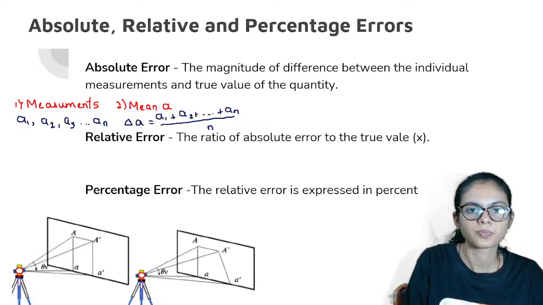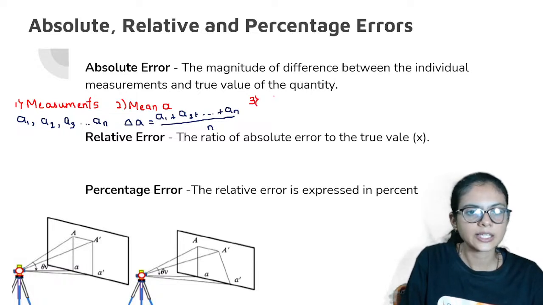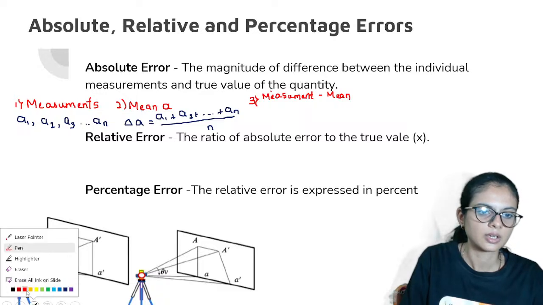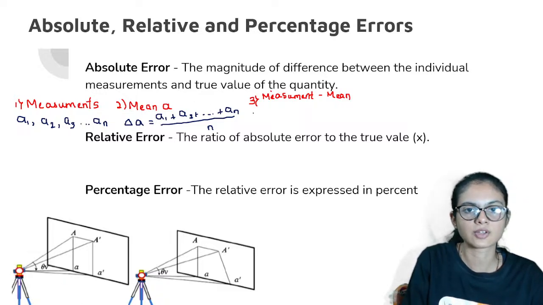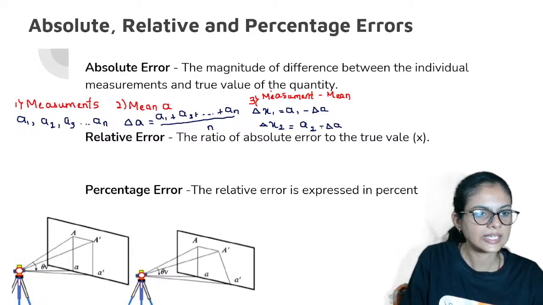What is the third step? Take the measurement minus mean. That is nothing but now I'm calculating the delta x1, x2, x3. Delta x1 is equal to measurement a1 minus the mean a. Delta x2 is equal to measurement a2 minus mean a. Is it clear? So like this till n we will find out.